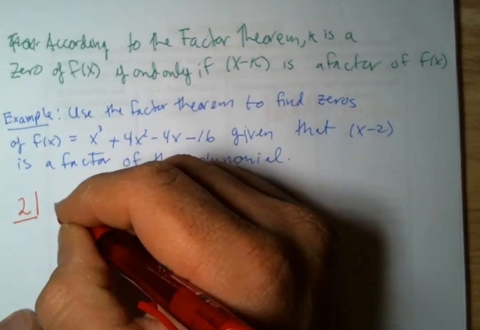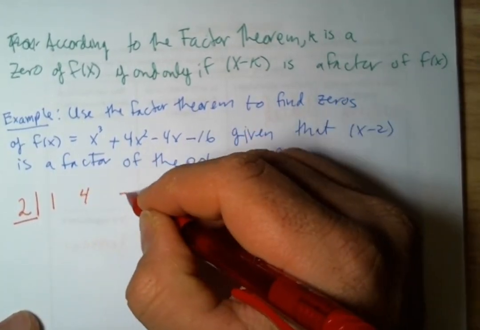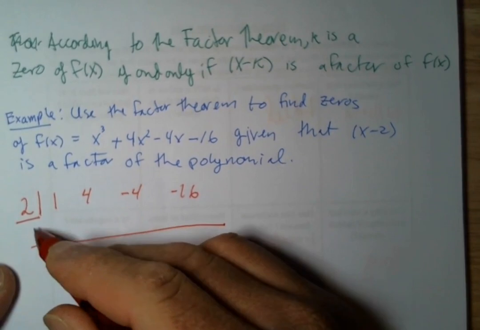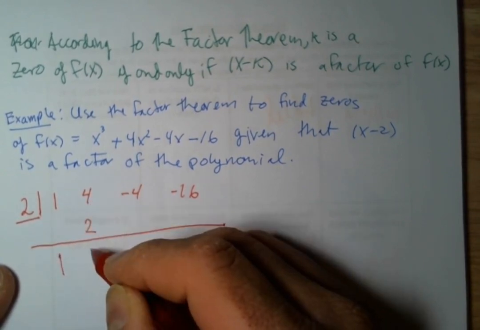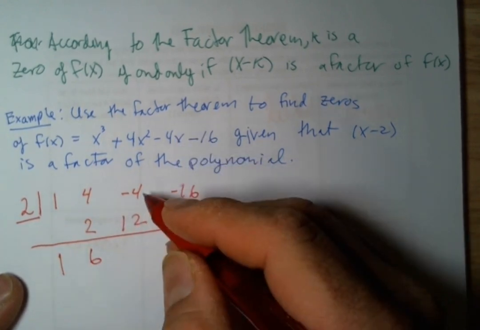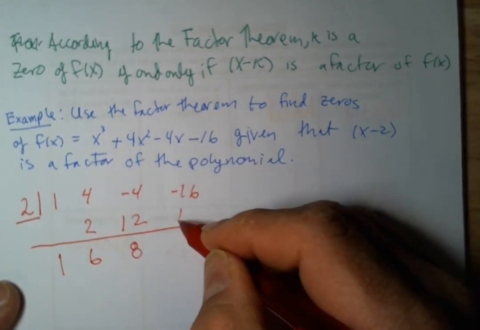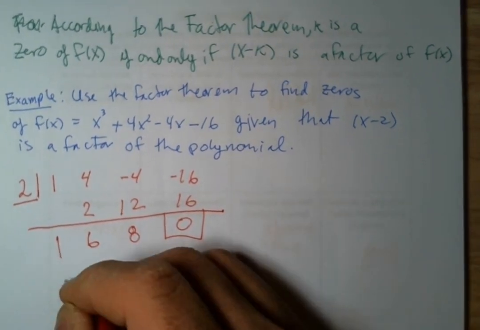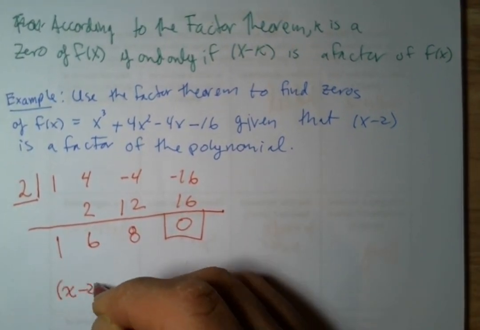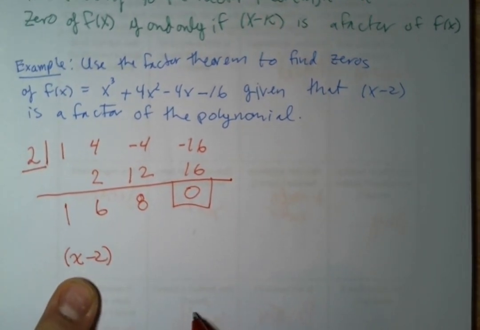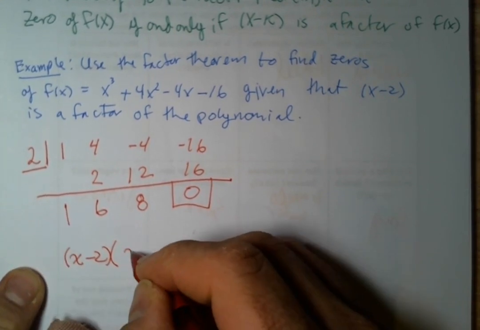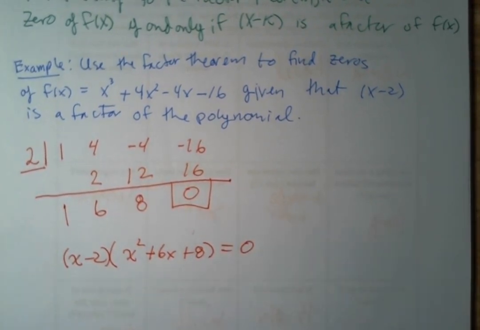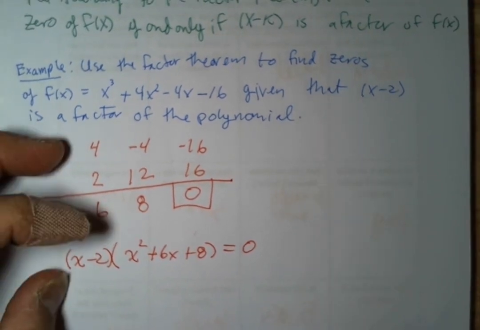is a zero here. So let me set up my synthetic division. Bring the 1 down. 2 times 1 is 2. That's 6. 12. What is that? 8. 8 times 2 is 16. And 0. So we verify that it is a factor. But more importantly, since we want to find the zeros, I've now found that I can factor it in this form: x minus 2, and the polynomial that's left is x squared plus 6x plus 8, equals 0, since we are finding the zeros. So we just set f of x equal to 0.